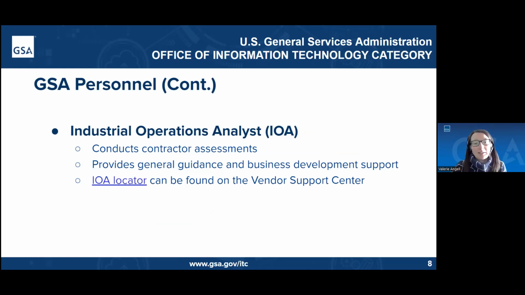All right, the third GSA representative on your contract is the IOA, which stands for Industrial Operations Analyst. And you will not hear from the IOA as frequently as your PCO or ACO, but your IOA does conduct contractor assessments, and they provide general guidance and business development support. The IOA locator can be found on the Vendor Support Center. Again, it will be on that main homepage. Just scroll all the way down and all of the locators are right there. You can find out who is your contract's PCO, ACO, and IOA all in one spot.